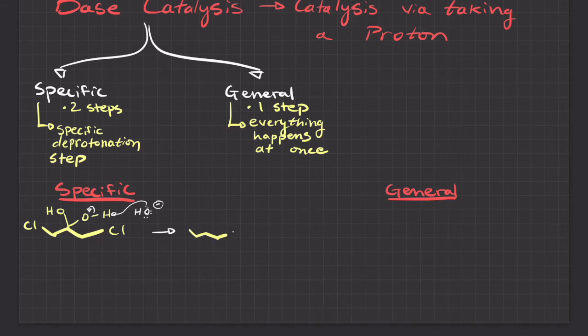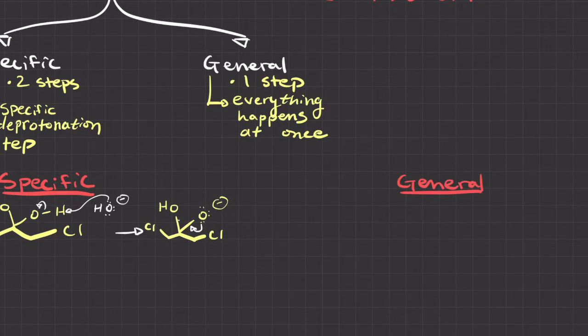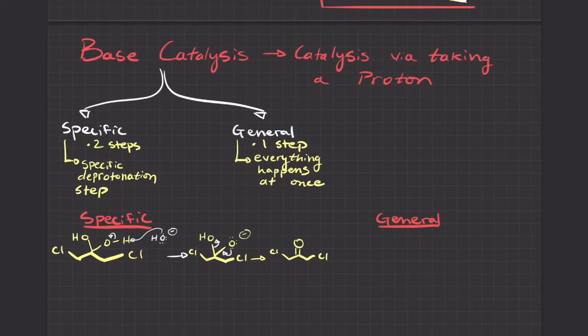Okay, and we're going to do this in 2 separate steps because this is the specific version. So we need a specific separate deprotonation step. Okay, so this is our second step here, collapsing the tetrahedral and creating the carbonyl. We took 2 steps to do this as expected because this was specific.